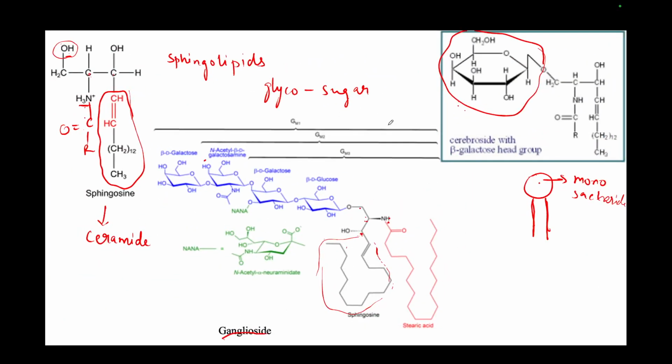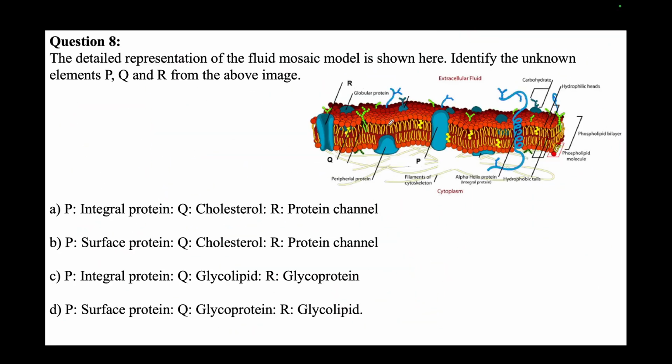Okay. If this is clear, we will move ahead to the next question, question number 8. The detailed representation of the fluid mosaic model is shown here. Identify the unknown elements P, Q and R from the above image. So, you can see the image. This is the fluid mosaic structure of the membrane. So, we have to name what is P, what is Q and what is R.